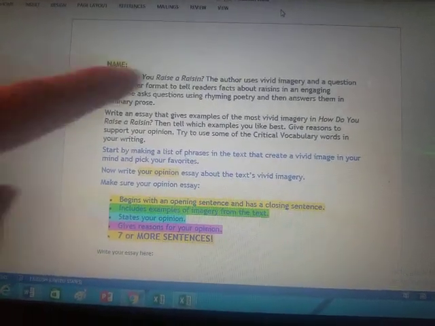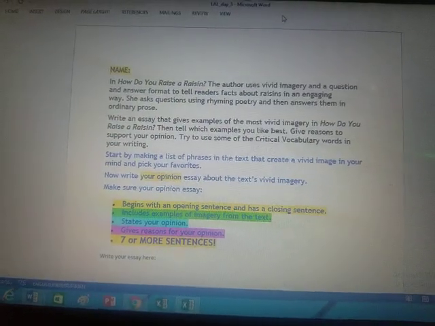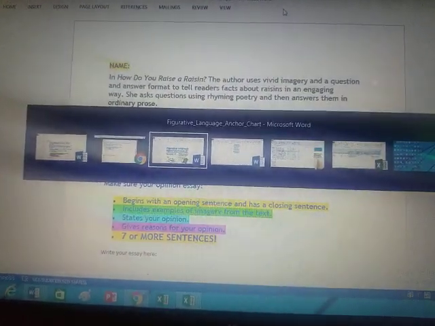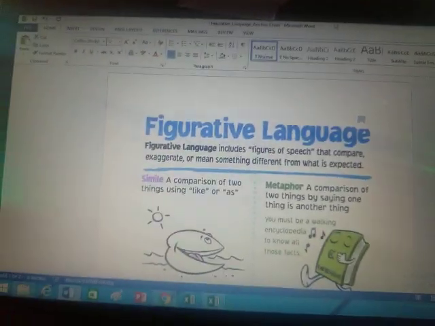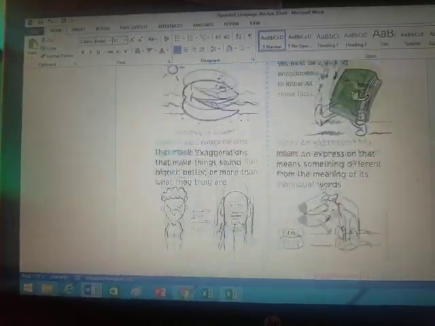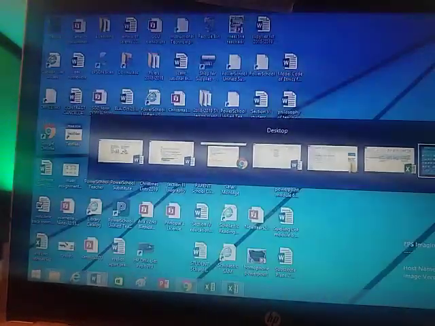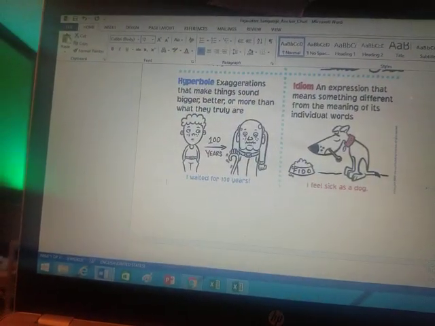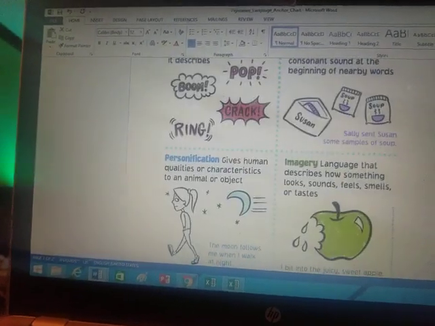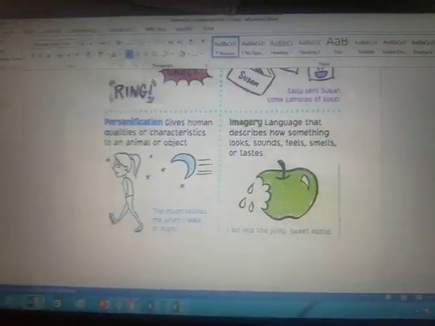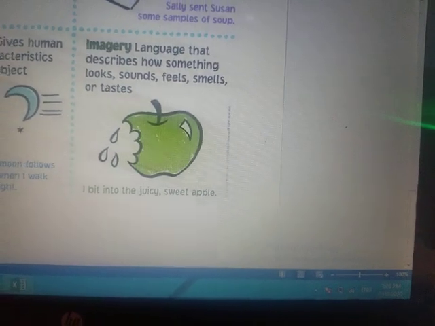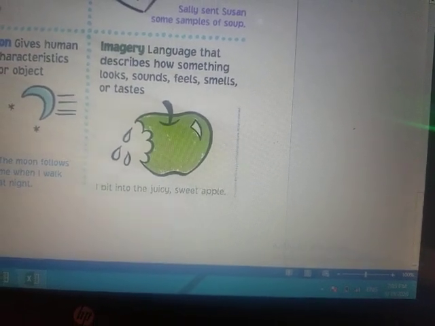Okay, so in the story, she uses vivid imagery. That just means that she uses imagery, lots of imagery. If you remember our anchor charts, and if you don't remember what imagery means, just find it, scroll down. It's the second poster, and it's the last one. You remember what I told you about imagery? It uses a lot of adjectives to describe something.